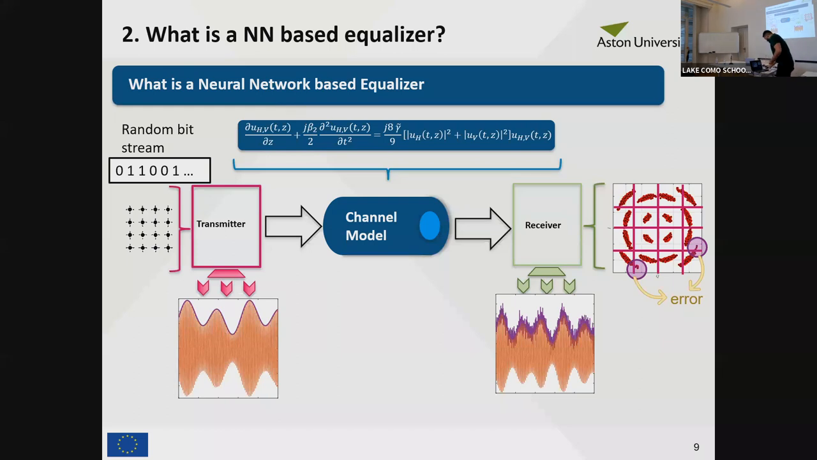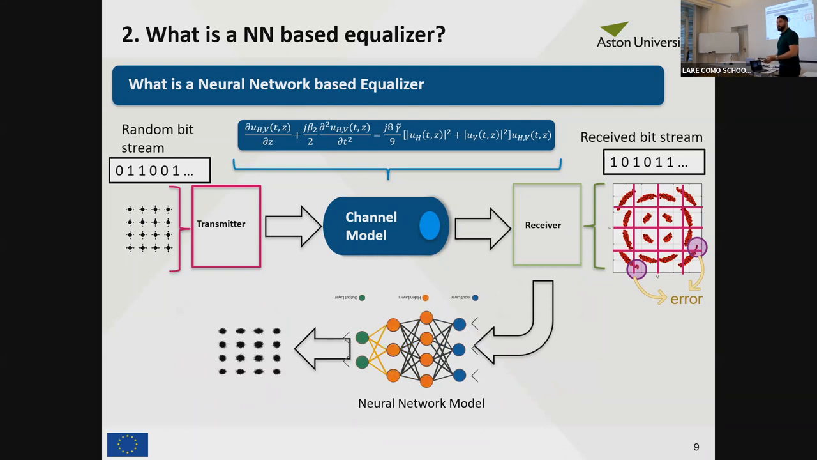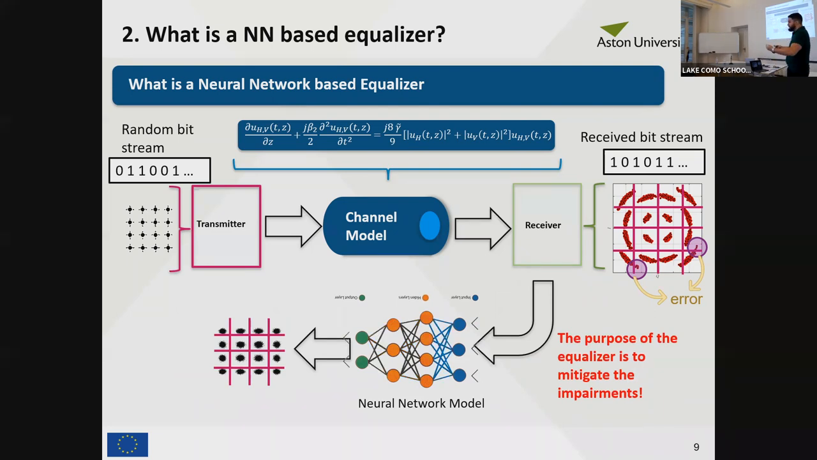As you can see now, the sequence is different. So how can we use deep learning to recover those effects? After using some deep neural network solution, can we recover this constellation in such a way that once doing again the hard decision, we can solve this? So the purpose of our equalizer is just to mitigate those deterministic and quasi-deterministic effects.